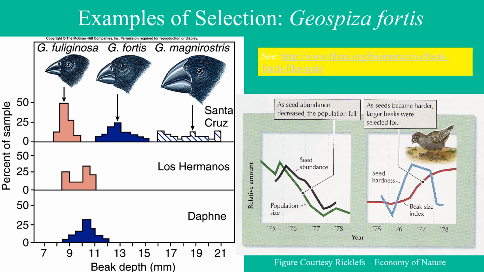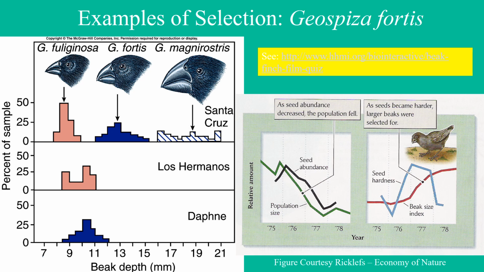We're going to take a look at Geospiza fortis. There's a film on this. If time permits, we're going to look at this a little bit more in detail. If you look at these three species of ground finch on the Galapagos Islands, fuliginosa, fortis, and magnirostris, they each specialize on different size seeds. Magnirostris has a big beak to eat large seeds. Fuliginosa, a small beak to feed on small stuff. Fortis, kind of in the middle.